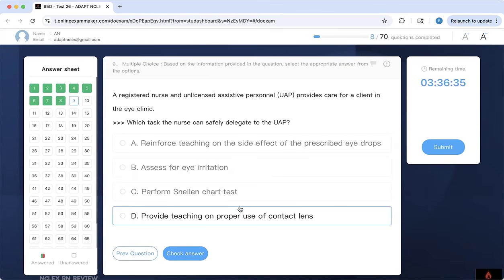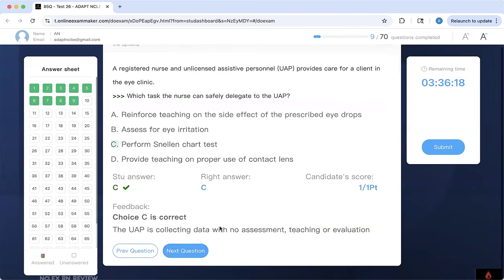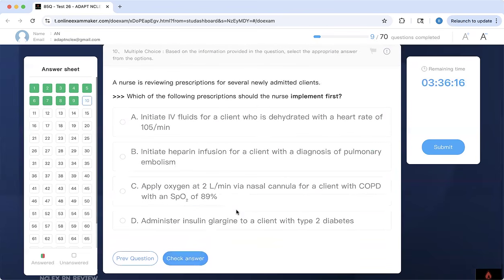Pick your answer, let me know, and keep track of your score. The right answer is Snellen test. There's no thinking. There's nothing you need to do. You show the patient the chart and they read it and record it. Teaching is not in the vocabulary of a UAP. Assessment is not in the vocabulary. C is your right answer. Just collecting data. This is also prioritization. You got to be sharp.